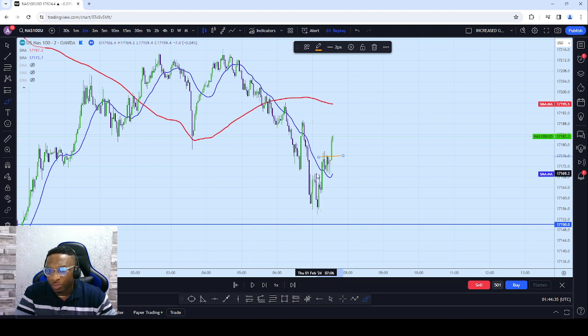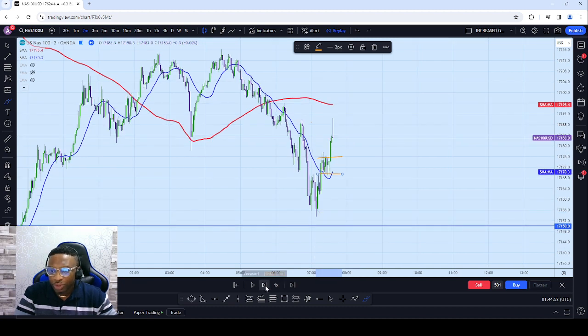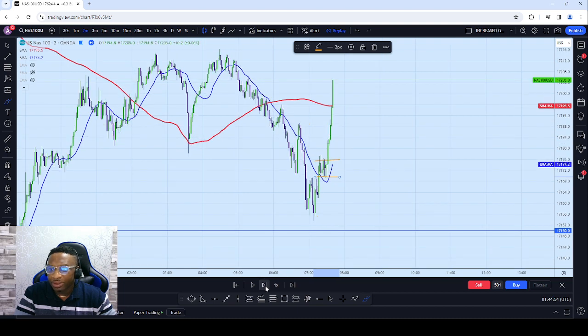Then you put your stop loss below the low. Then you wait for price to play out. So let's continue with the play out and see what happened.